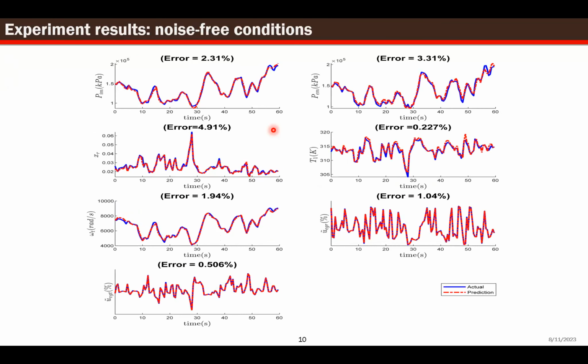Some of the results we found: this figure shows the result for the noise-free condition, where we don't have any noise. We see good prediction for all the 7 states. The actuator predictions are more accurate than the others because these two mappings were easier to make. The input and the output mapping was easier to predict, whereas the other 5 states have more complex relationships. But overall, the prediction looks good.